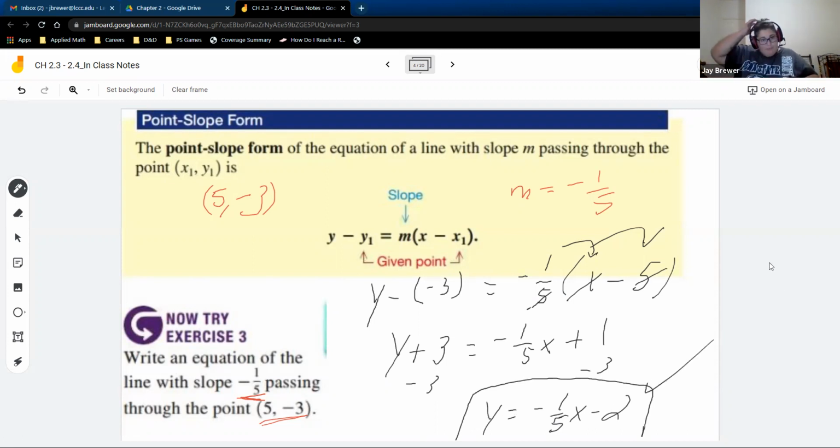Okay. So now you've written that equation using this point slope form. In most cases, if you get it to slope intercept form, that y equals mx plus b, then everybody's happy.